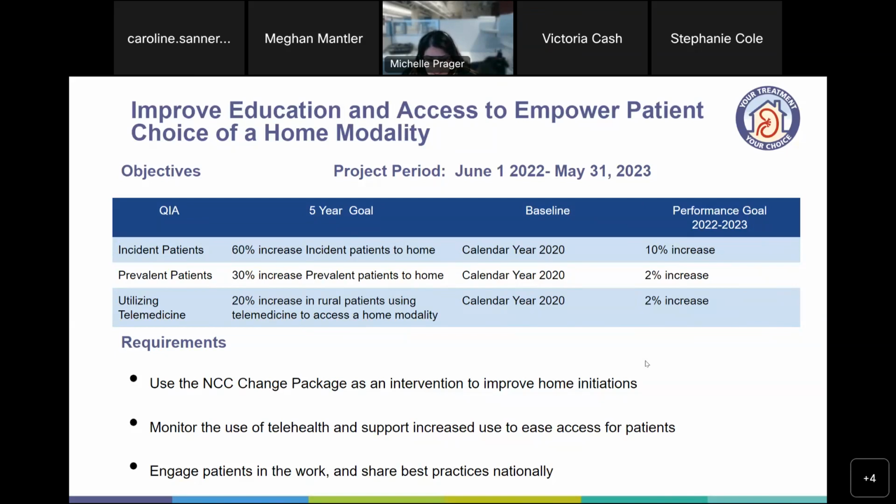And then utilizing telemedicine for home patients that are in a rural area is 20% for the 5-year goal and a 2% increase for this year. So some ways to drive these goals: using the NCC change package, monitoring the use of telehealth, and engaging patients in work by sharing best practices.